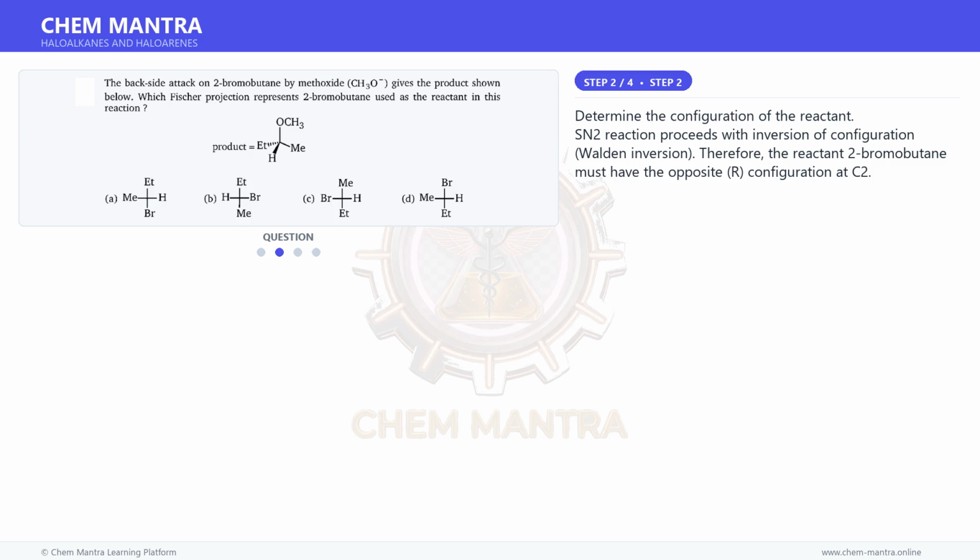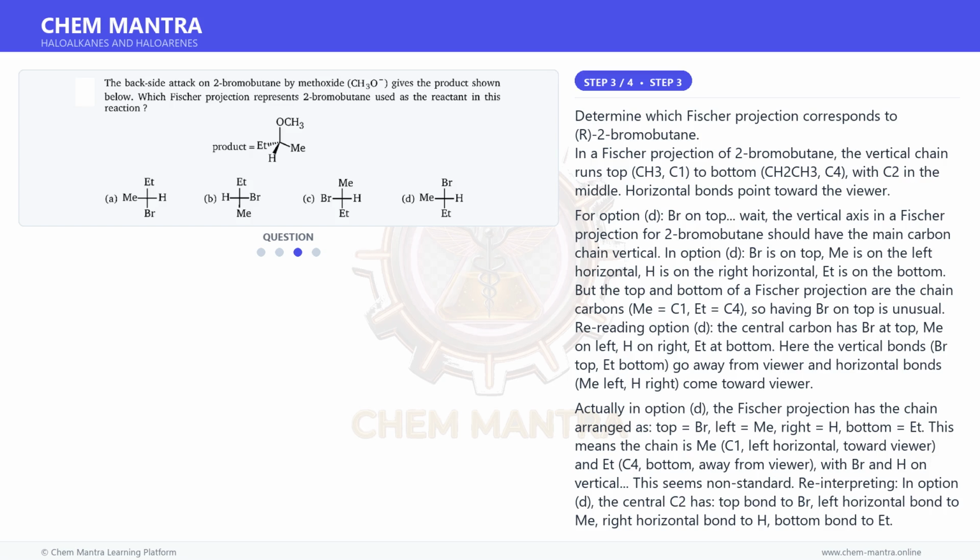Moving on to the next step. Determine the configuration of the reactant. SN2 reaction proceeds with inversion of configuration, Walden inversion. Therefore, the reactant 2-bromobutane must have the opposite, R, configuration at C2. Moving on to the next step. Determine which Fischer projection corresponds to R-2-bromobutane.